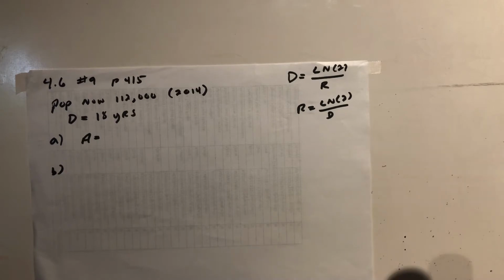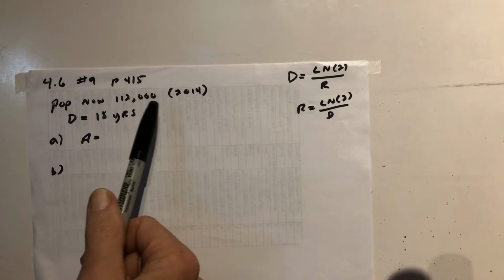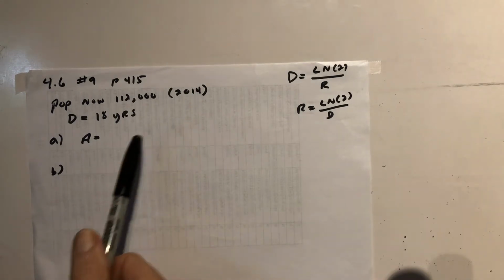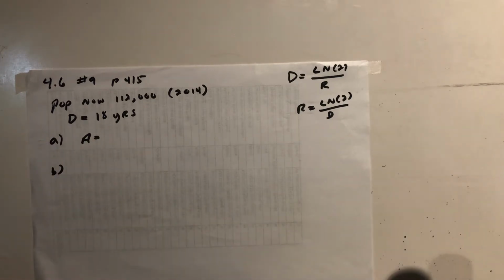All right, number 9, part A. Find the PERT formula. The population is now 112,000 in the year 2014. And what will the population be after 18 years? The doubling time was 18 years. So they just want you to come up with a formula first.